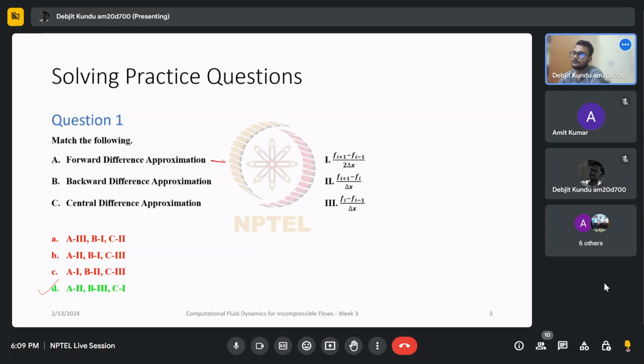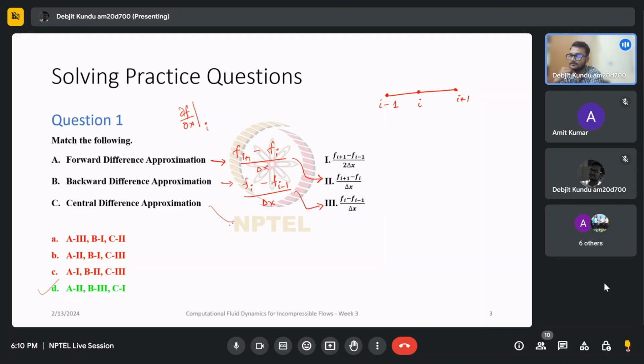So forward difference approximation, if this is our template, we have point I, we have a point forward to it, that is I plus one, and one backward to it, that is I minus one. So in forward difference, what we do is we take the forward difference. And this is all in reference to dou f dou x at I. So dou f dou x at I, if we are using forward difference, becomes f I plus 1 minus f I divided by delta x, which is option 2. Then backward difference, we use f I minus f I minus 1 divided by delta x, which is option 3.